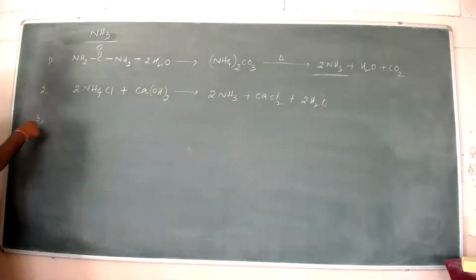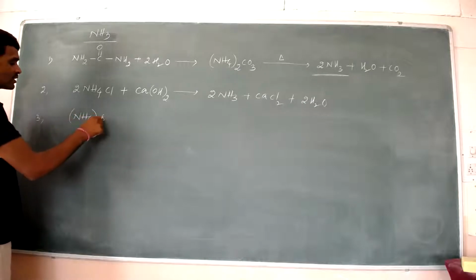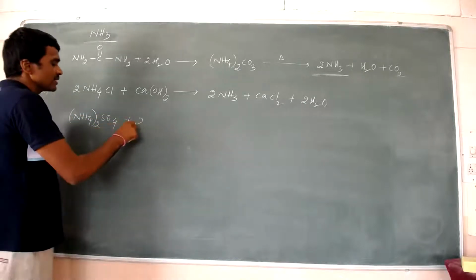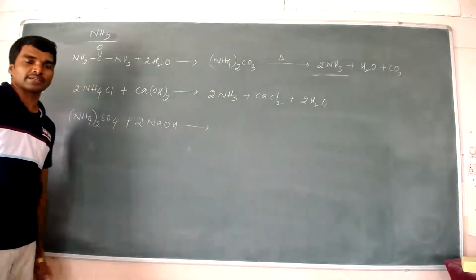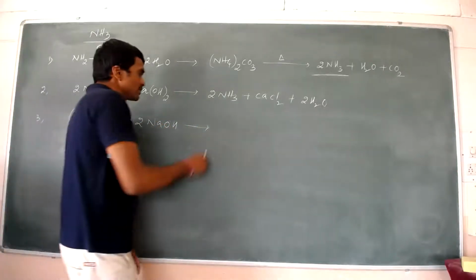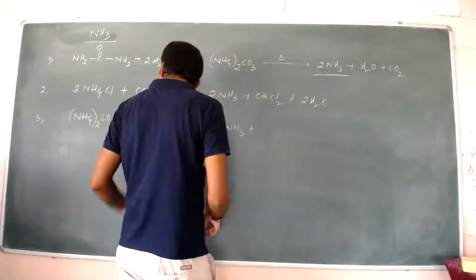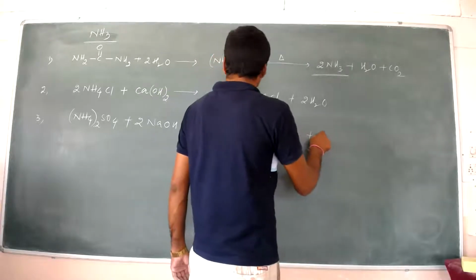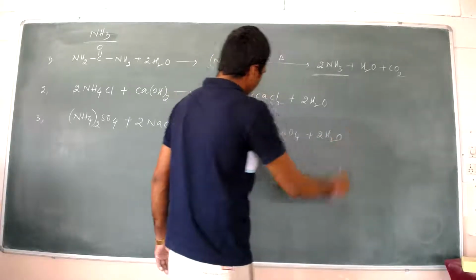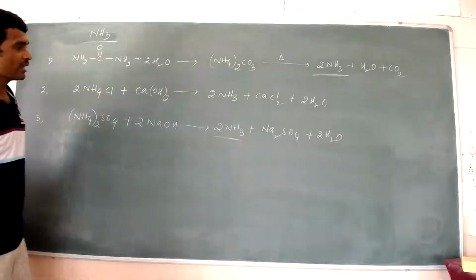And the third preparation: ammonium sulfate, (NH4)2SO4, reacts with 2 moles of sodium hydroxide, forming 2 moles of ammonia plus Na2SO4 plus 2 moles of water. So by these 3 methods we are preparing ammonia.